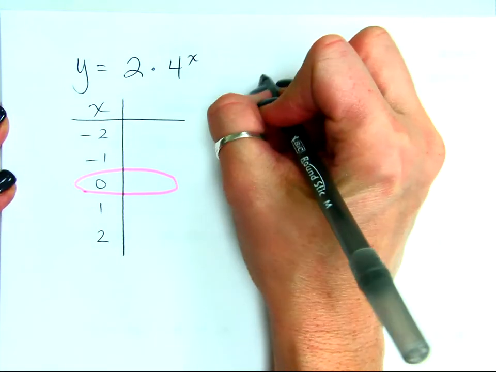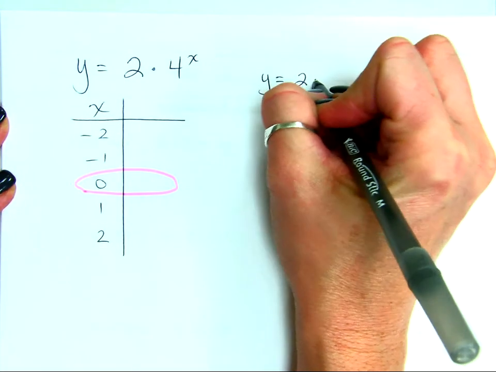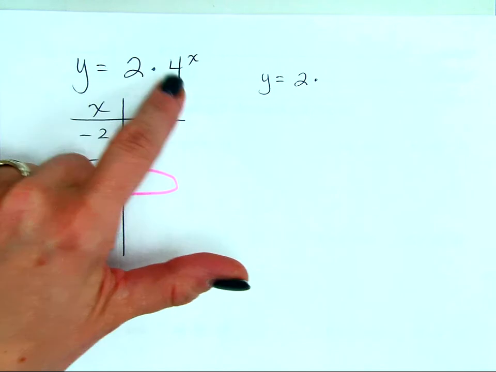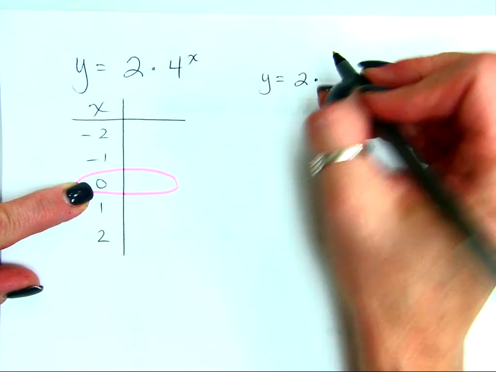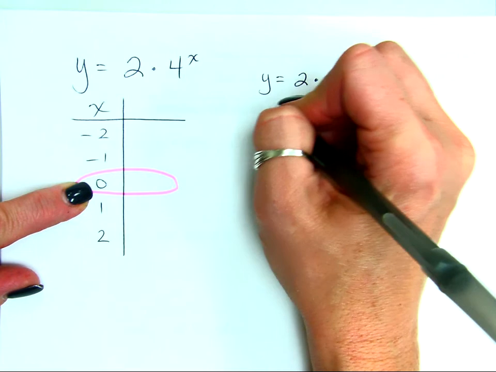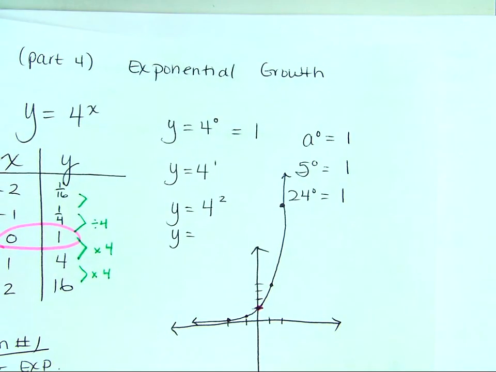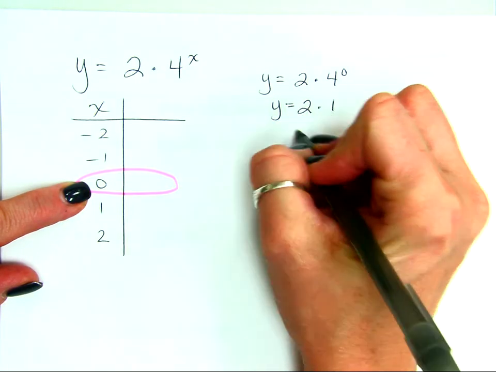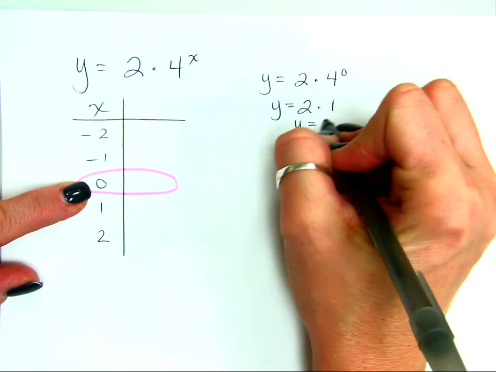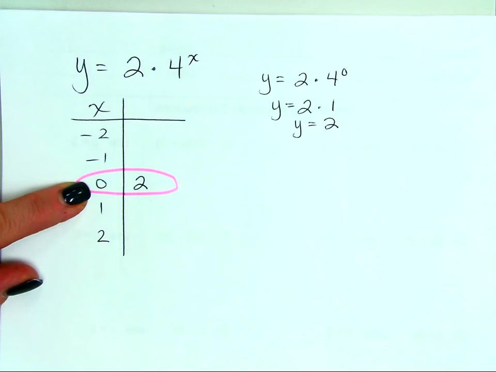I'm going to literally just show the substitutions. I want you to take 2 and multiply it by whatever 4 to the, that's x, 0 power is. And 4 to the 0 power, do you remember what I said? Back here, anything to the 0 power is 1. So I want to take that 2 and multiply it by 1. And so that y is 2 when I made x 0.